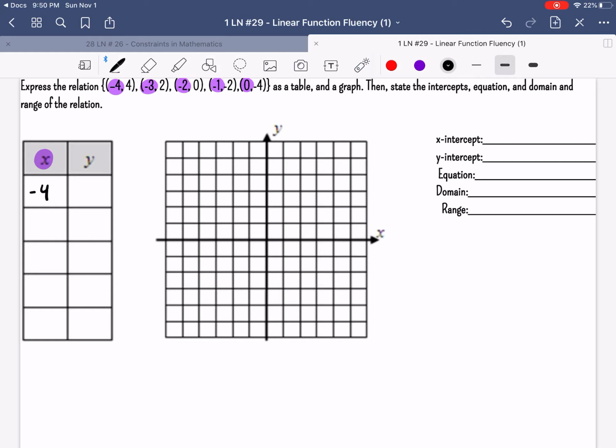So I'm just going to write those here. And then these are all the y values, and we're going to put those in the table. Follow along in your notebook. You don't have to copy the whole thing, just the set of points, and then this table.